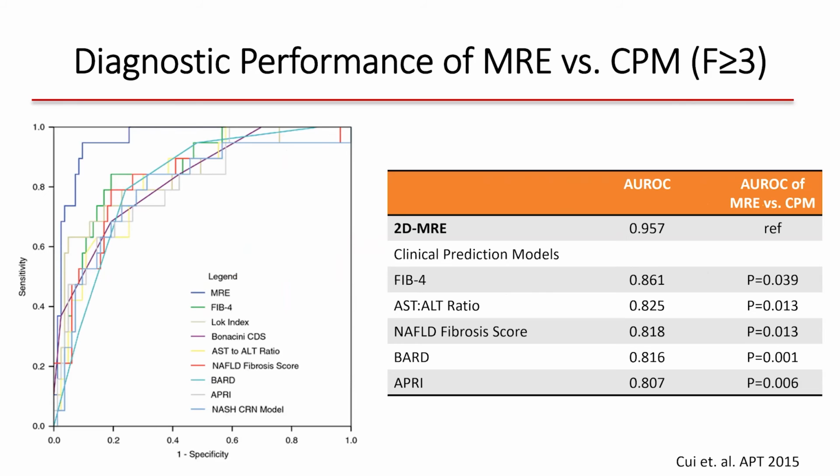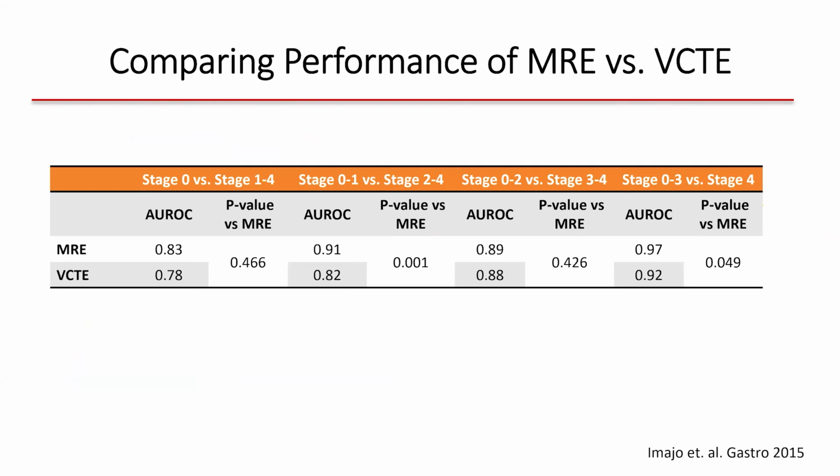How does MRE compare with the clinical prediction models? So here is just some of the clinical prediction models. Again, for detection of advanced fibrosis, MRE has excellent diagnostic performance. And compared to FIB4, AST-ALT ratio, NAFLD fibrosis score, BARD, or APRI, MRE tends to outperform these. But again, if one does not have access to MRE, these tests do have pretty good diagnostic performance.